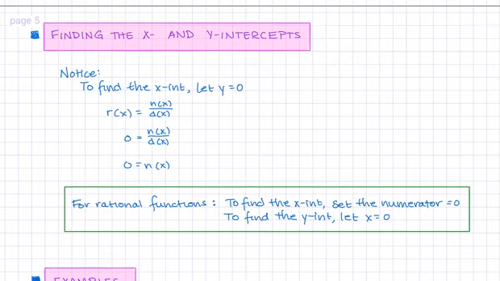We know in general, to find an x-intercept, you let y equal 0. So if I have this function, r of x is n of x over d of x, if I want to find the x-intercept, I let r of x equal 0, but a fraction will only equal 0 when the numerator is 0. So your shortcut for rational functions, if you want to find the x-intercept, just set the numerator equal to 0. That's all. You can write this top part down if you want, but the part in the green box is what's important. To find the x-intercept, you set the numerator equal to 0, but the y-intercept you still let x equal 0, like normal.